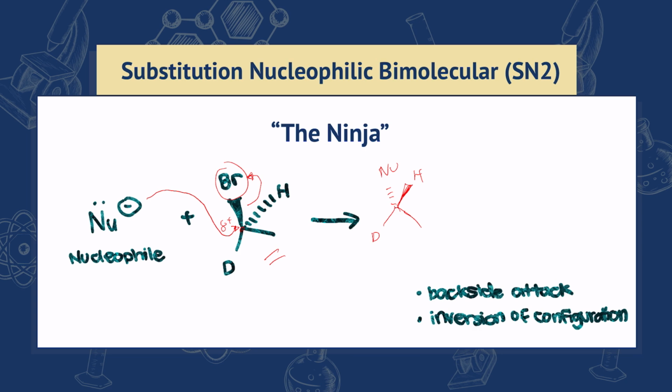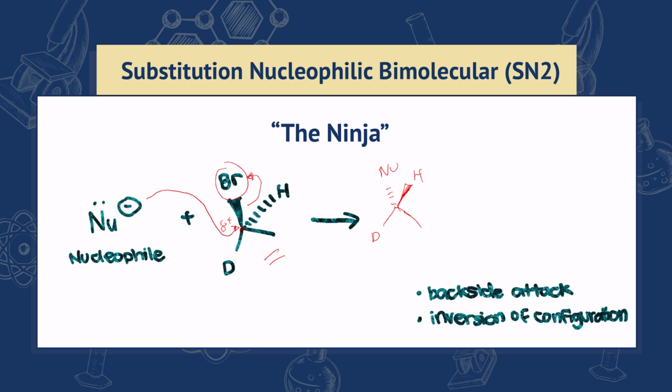Do take note that inversion of configuration takes place, meaning the atom found at the back of the molecule, in this case the hydrogen, is now found at the front of the molecule in the product, and the nucleophile is now replacing the position of the hydrogen. So that's what we call the inversion of configuration. And if you want to know why that occurs, you can look through Smith and Solomons, because that's not the focus of our topic for today.